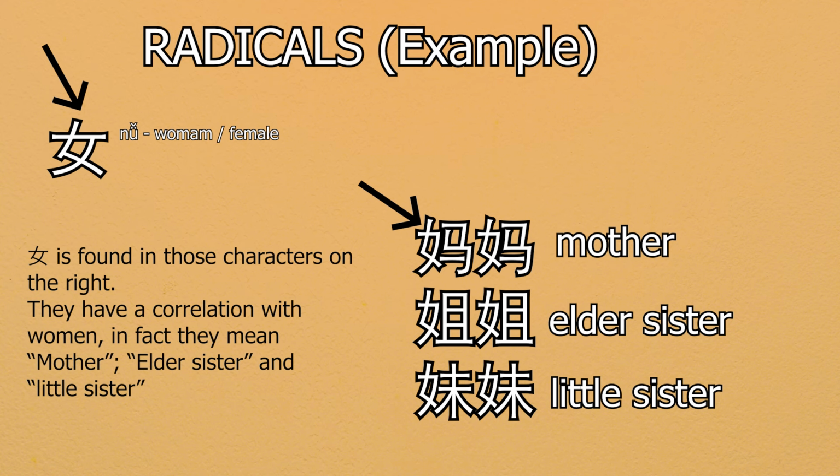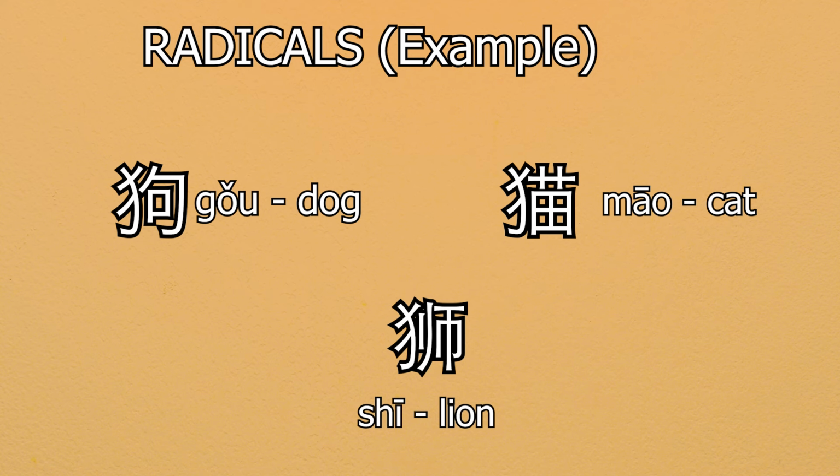Let's see another example. This character, gou, means dog, and this one, mao, means cat. And as you can see, the radical is the same. So maybe it has something to do with animals. That's right, it has something to do with animals. In fact, also the word shi, which means lion, has the same radical. So radicals can help us to guess the meaning of certain characters.